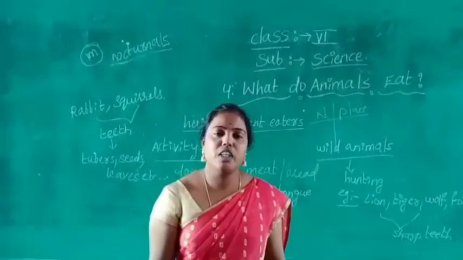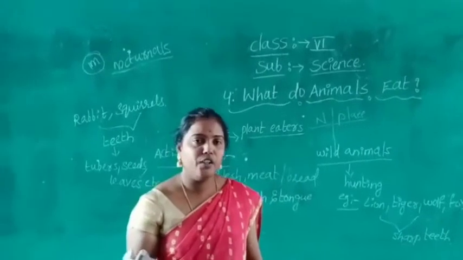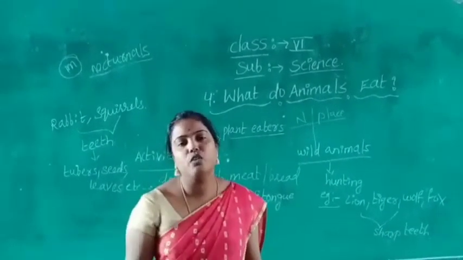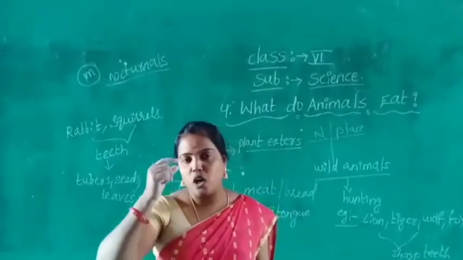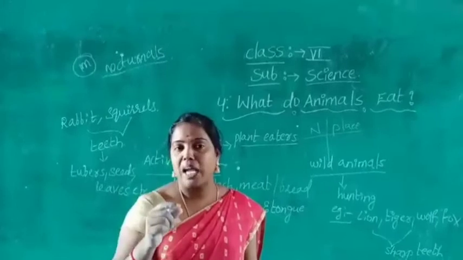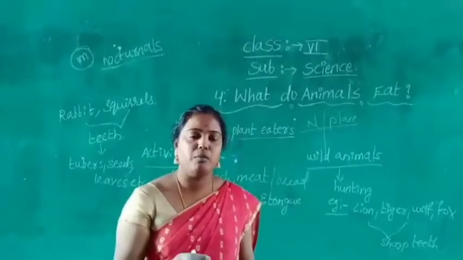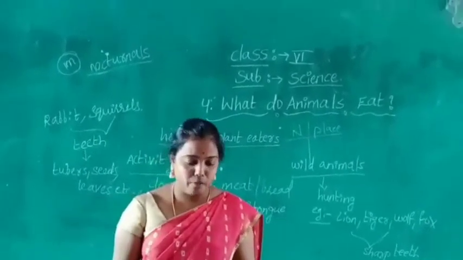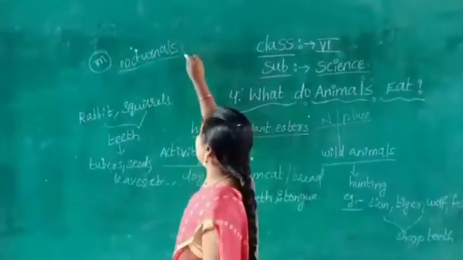In that dark time some animals come outside and search for food, because some animals' eyes work very sharply at night time, but in the daytime those animals' eyes are not working. What are those animals called? Nocturnals. Those animals are called nocturnals.